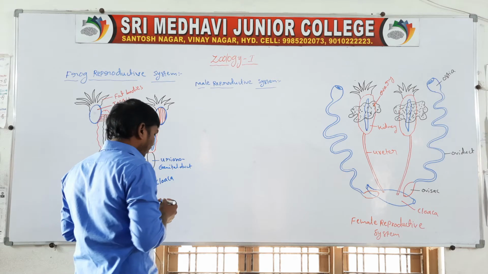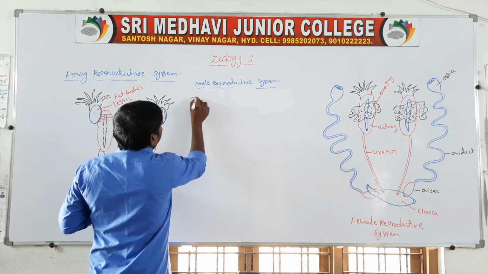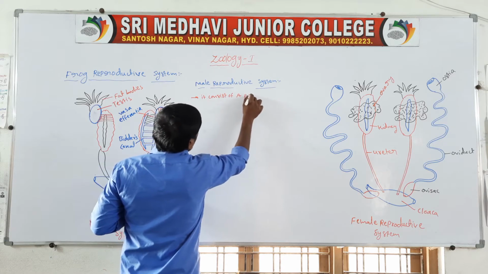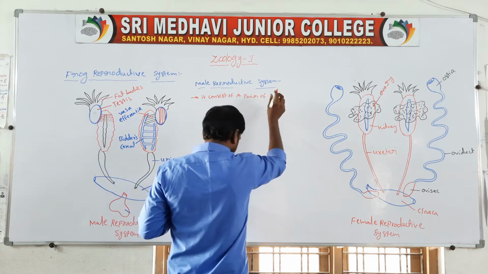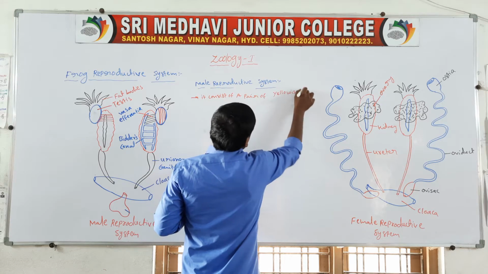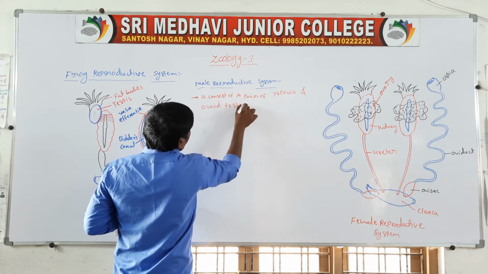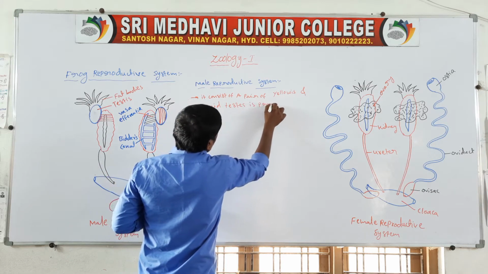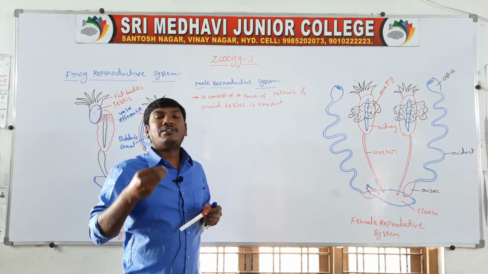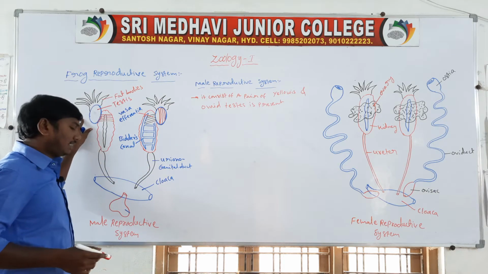The frog male reproductive system consists of a pair of yellowish, ovoid-shaped testes.